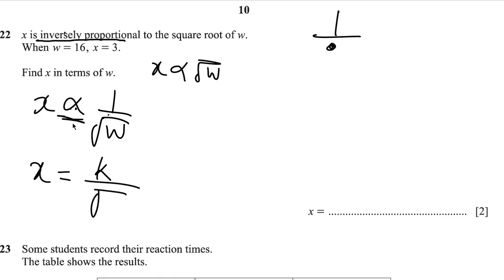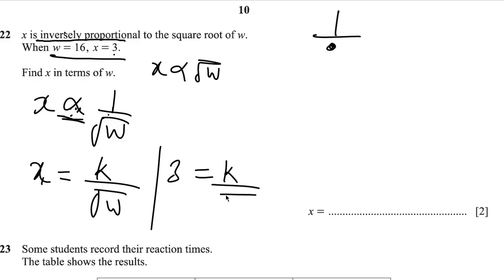So that becomes equal to k times 1 over root w. It's given to us in the question that w is 16 when x is 3. So we simply substitute. That means you're going to have 3 equal to k over root 16. So k is equal to 3 times root 16. Root 16 is 4, 4 times 3 is 12. So the value of k is 12.